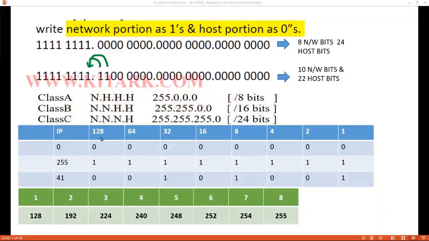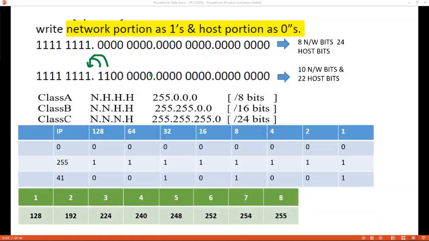This is simple because when you add 128 and 64, you will get 192. Again, with the 192, if you add 32, you will get 224. Again, with 224, if you add 16, you are going to get 240. So this table is the cumulative addition of the 128, 64, 32 table. Okay.